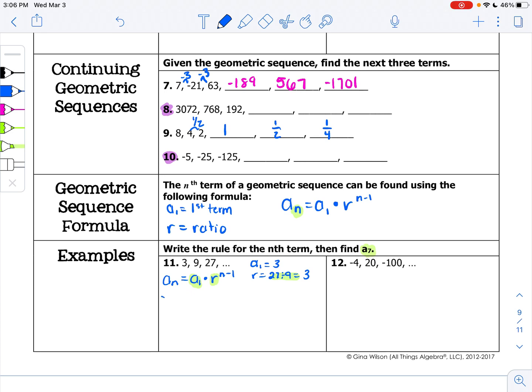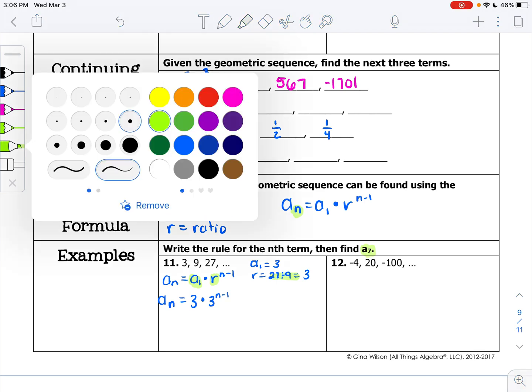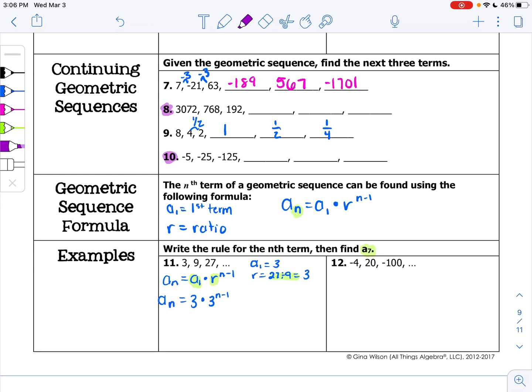So rewriting it, A sub n equals 3 times 3 to the n minus 1. So this is the first part of our answer. This is the rule that they're looking for. So your rule should always have the 2 n's still left in it.